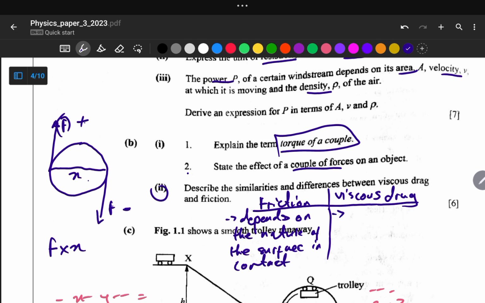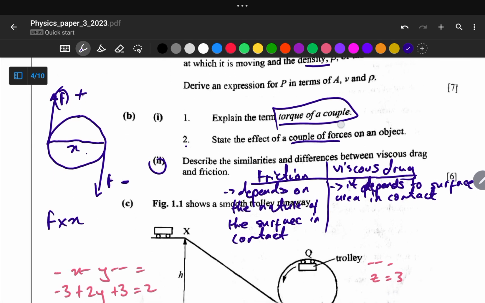And then for viscous drag, it depends on surface area in contact. So if the surface area is very large, viscous drag will be very high. And then if the surface area is very large, there will be no change on frictional force. Why? Because it depends on the nature of the surface in contact.